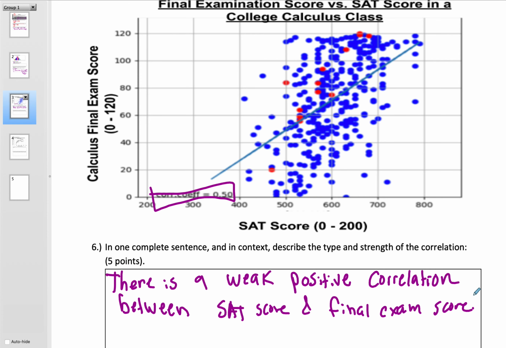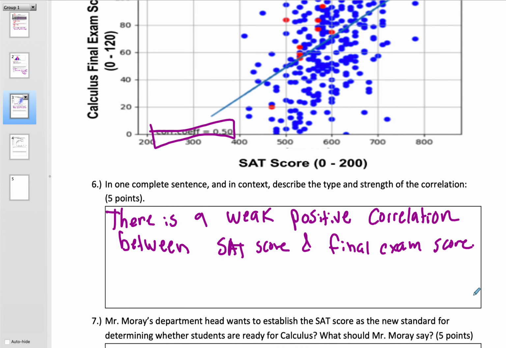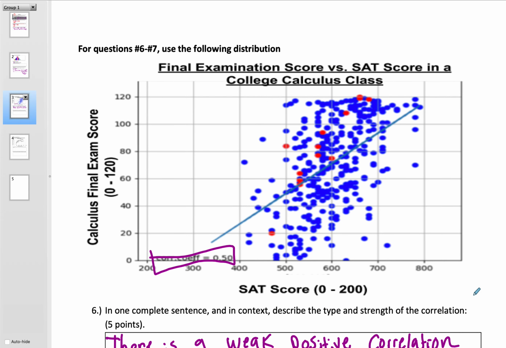So the moral of the story is what we're getting at in the second question, should it be used as a model? And the answer is no. And it's no because of the type and the strength of the correlation. Because the correlation's weak, what that means in this case is that the line does not do a good job of representing the data. It's not a good representation. So as a result, we can't make reliable predictions based on the line.